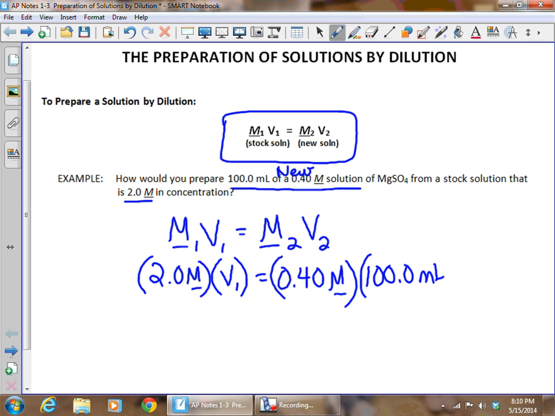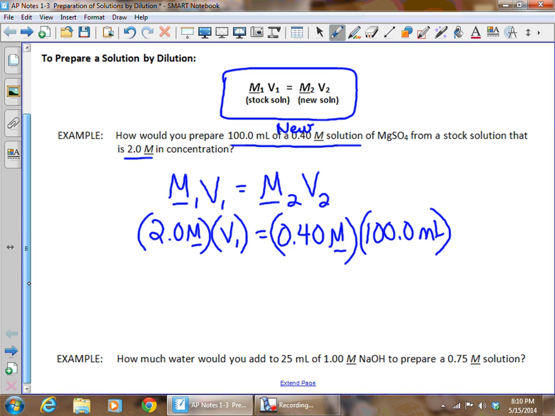Now the beauty part of this particular calculation is that since volume is on both sides of the equation, as long as we keep the volume in the same units, we don't have to worry about whether it's in liters or milliliters. So that makes it nice, and it's actually more convenient for us to keep it in milliliters, since that's how we actually measure it in the lab anyway.